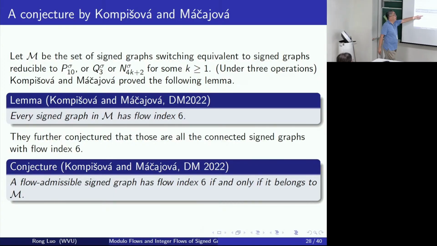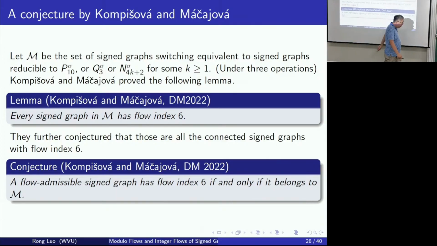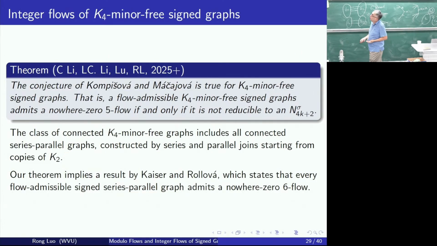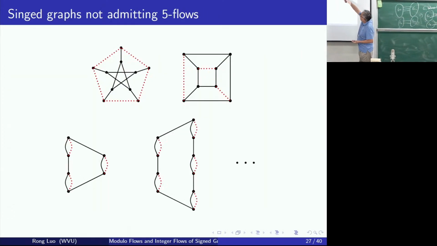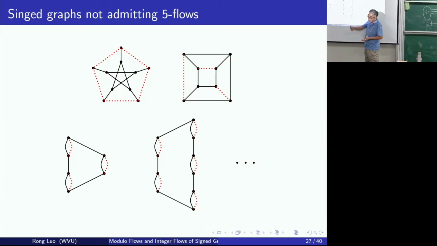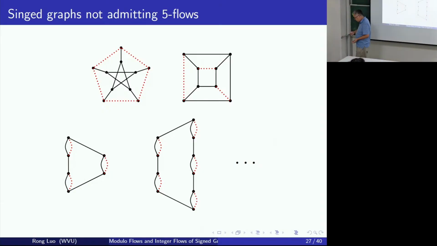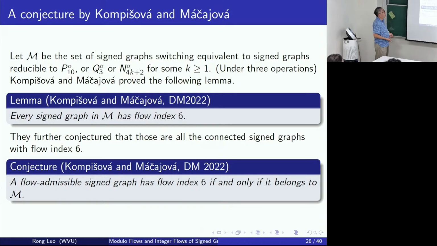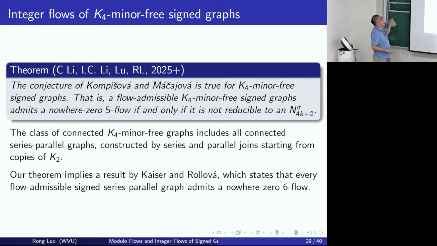So that's the conjecture. Honestly speaking, I don't believe this conjecture is true, because these are the only graphs we know that have flow index 6, and this one is obtained by computer search. So if you find another graph which has flow index 6, you can still apply this operation. So I'm not very confident that this conjecture is true. So I asked my students to try to find counterexamples.